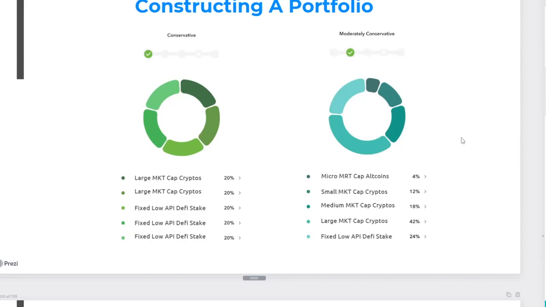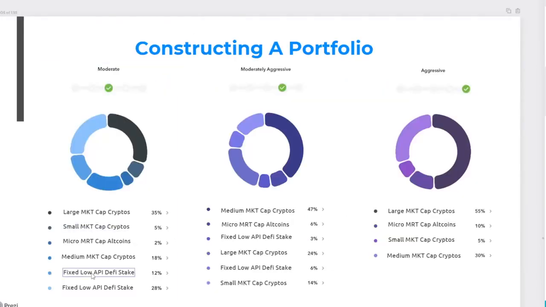Next, we'll go over the moderately conservative portfolio. That's going to have 4% micro market cap altcoins. Basically, all of the very, very small cryptocurrency altcoins that we talk about that are super speculative plays, you want to allocate a very small percentage into those cryptocurrencies. That's going to drive some sort of growth and exposure to risk, but it's only 4% of your portfolio, so it's no big deal. 12% of your portfolio is going to go into small market cap cryptocurrencies, 18% into medium market cap cryptocurrencies, and then 42% into large market cap cryptocurrencies, and then a 24% allocation into a fixed low APY DeFi stake. And by the way, when I'm saying low right here, I mean low risk, low yield.